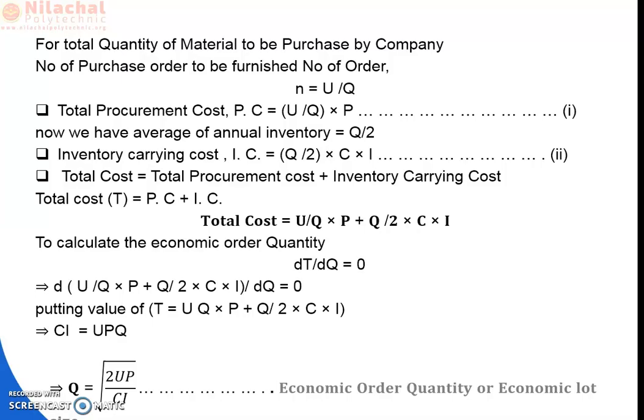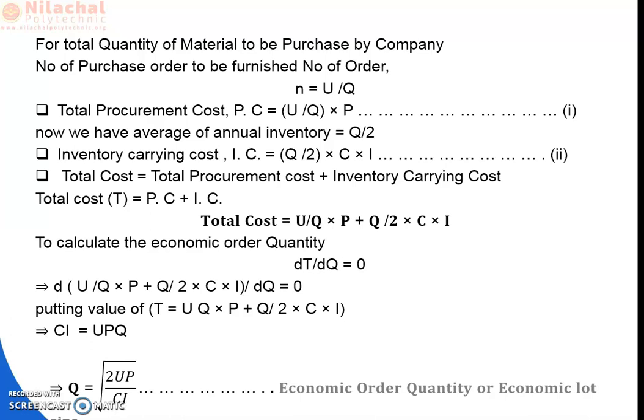Let's come to how to find the EOQ. The EOQ equation states that Q is equal to the square root of 2UP by CI. How to derive this? Here Q is the ideal quantity or EOQ lot size, U is the quantity required per annum, P is the cost of placing an order, I is the cost of carrying the inventory as a percentage, and C is the cost per piece.